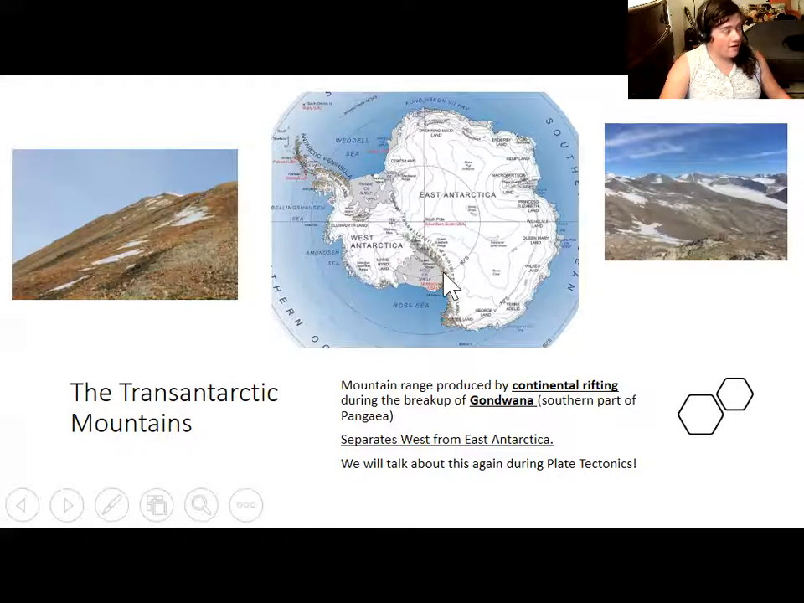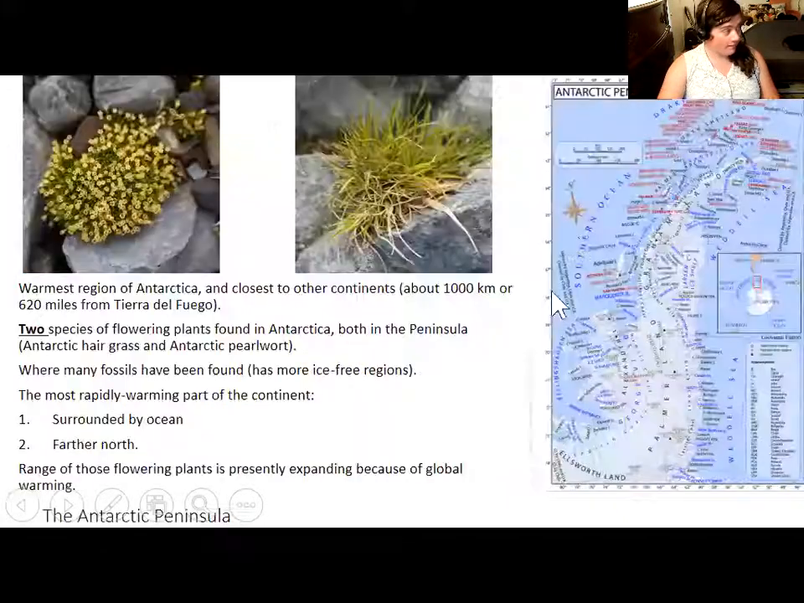You'll see that there's a decent amount of ice-free areas in the Transantarctic Mountains, and they are actually right by where the dry valleys are. There are other mountains out here, but they are largely covered up.